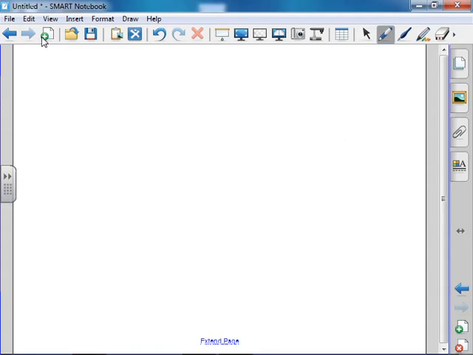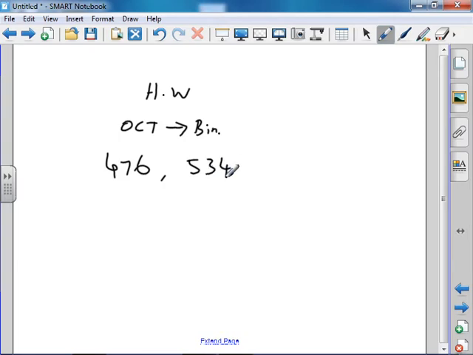Okay. The next page. Small homework. Convert the following octal numbers into binary form: 4 7 6 5 3 4, 2 3 5 1 6 7. Okay, this is your homework.